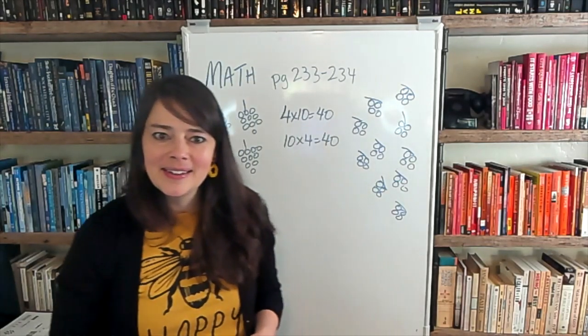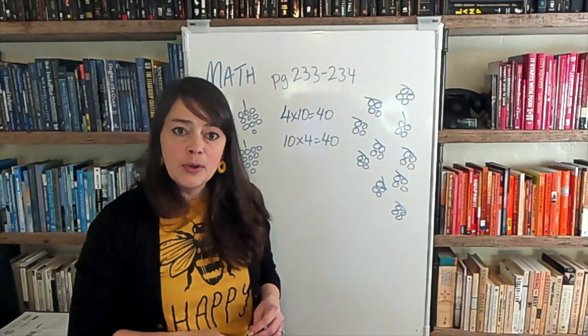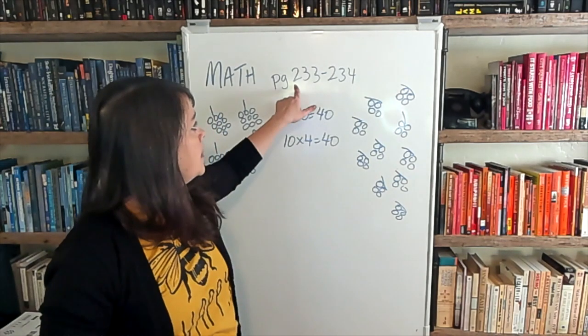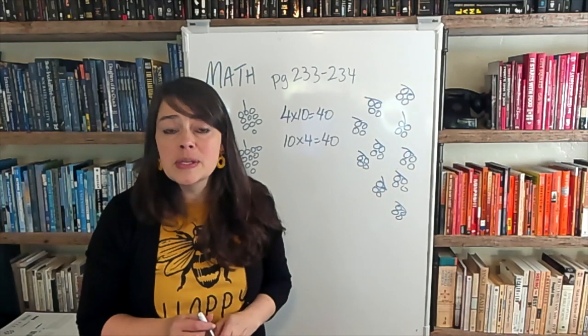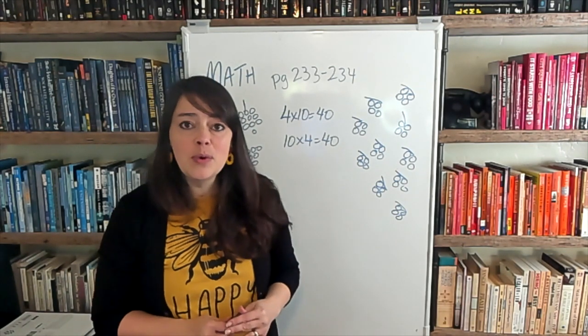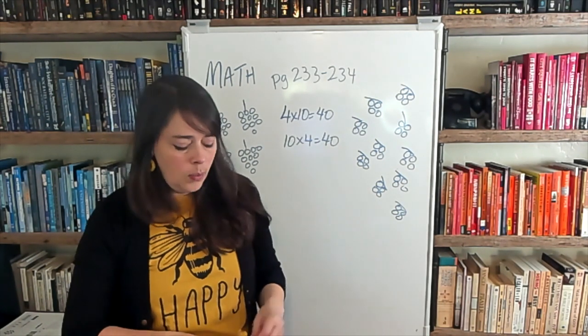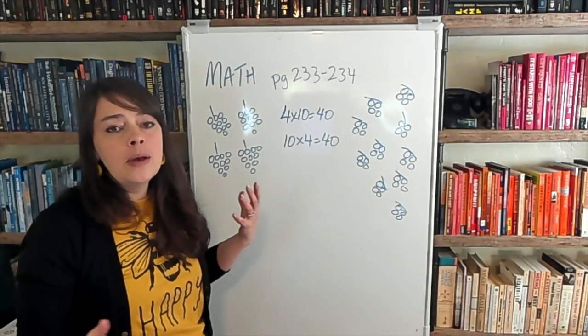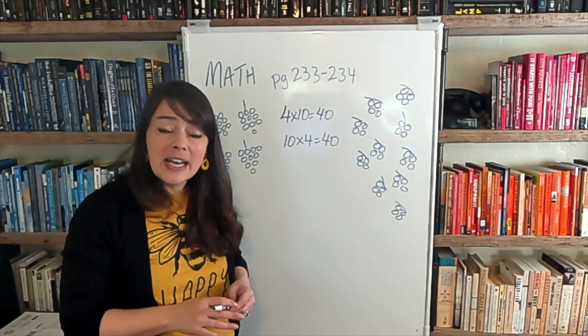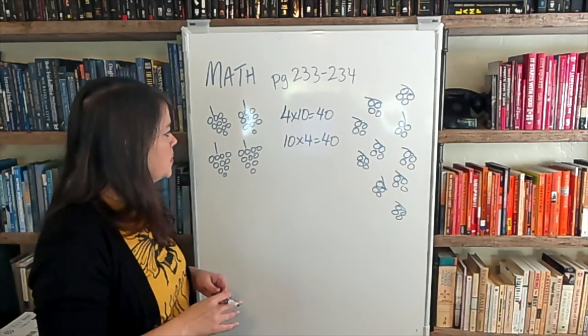Time for our math. We are going on with our multiplication. You're going to be doing page 233 to 234. You should get that out now. We'll do some of the problems together. Today we're going to multiply with 10, which is one I think you'll probably be familiar with, or it will make sense to you because a lot of you are really good at counting by tens, which helps with multiplication.